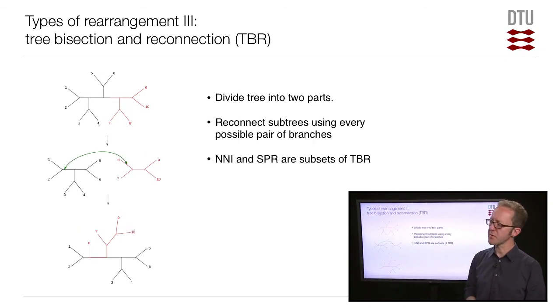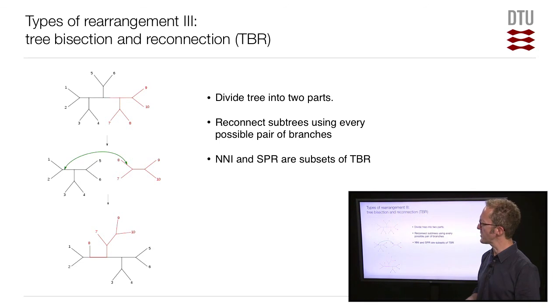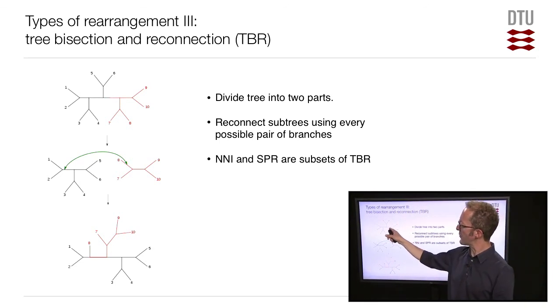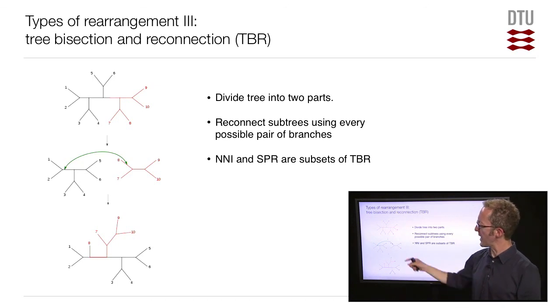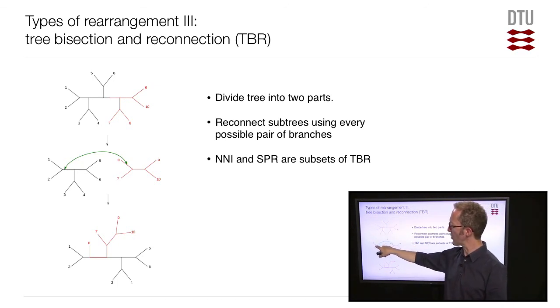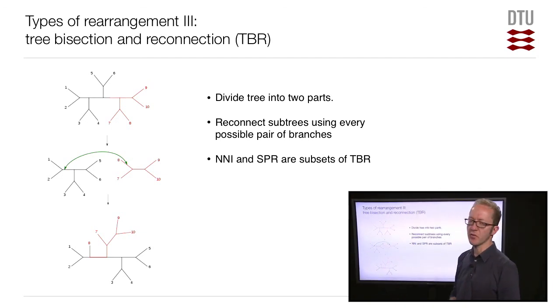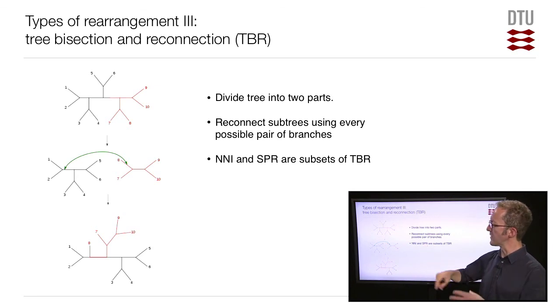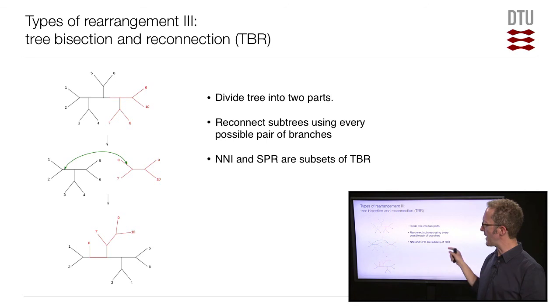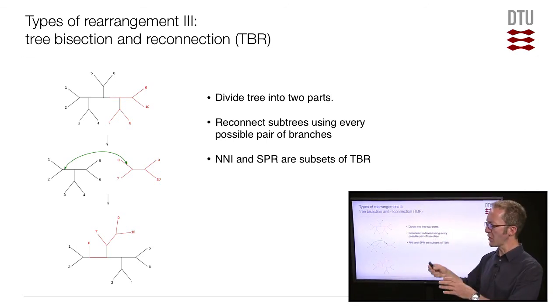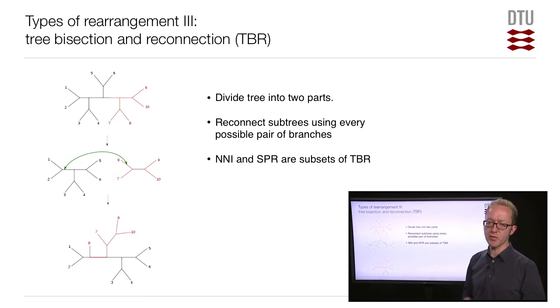Final type of rearrangement, tree bisection and reconnection, TBR. Start as before, we divide the tree into 2 subtrees. But now, instead of using the cut point to insert on every branch in the other, we now use every branch in one subtree to insert on every branch in the other subtree. So again, you can see this is a larger set of rearrangements, and both NNI and SPR are in fact subsets of TBR. These are the methods used when we're doing heuristic searching of tree space.